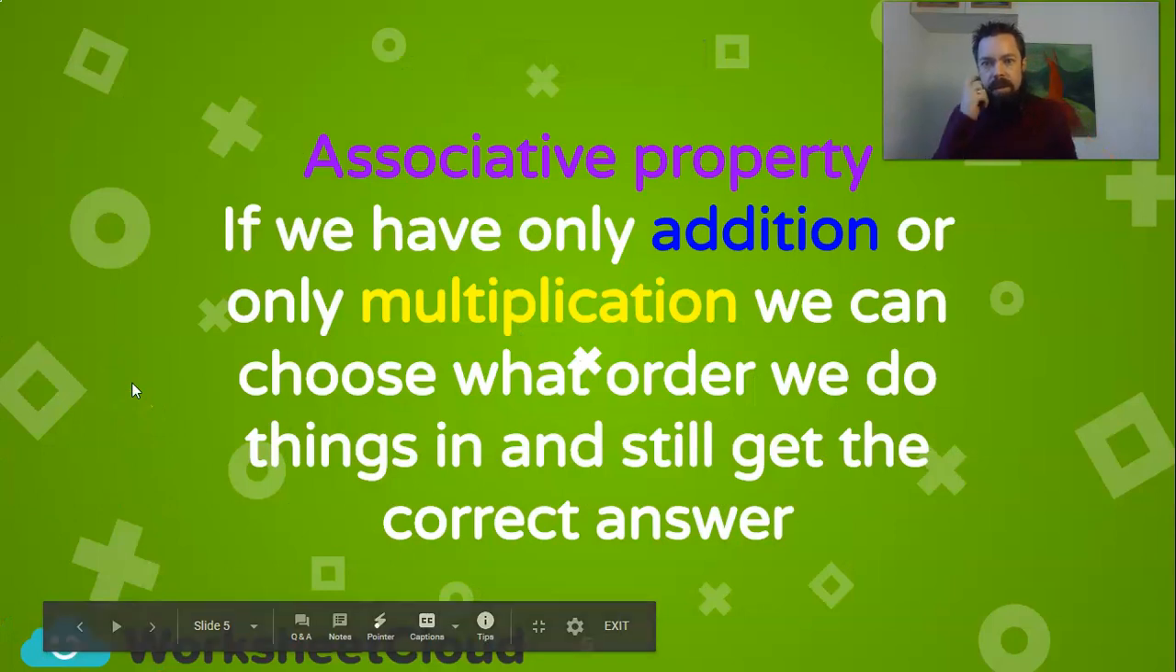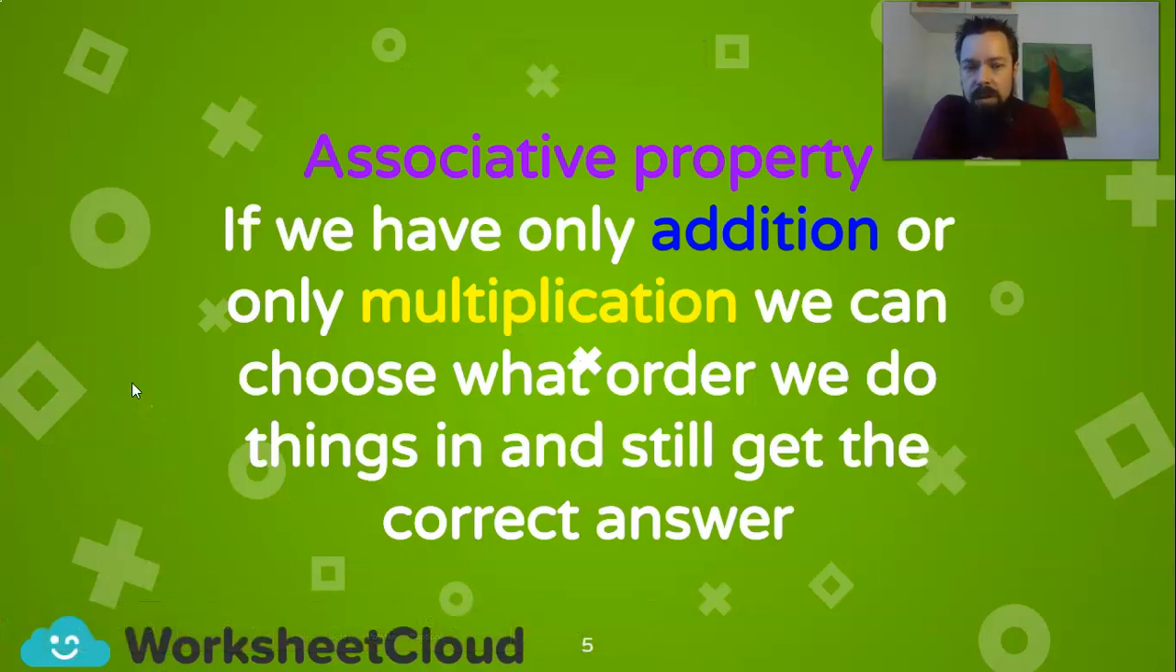The associative property. So again, this only works with addition and multiplication. This is the one that I think is particularly useful, and I'll show you why in a moment. If we only have addition or we only have multiplication, just one or the other, so if it's all plus or all times, then we can choose the order we do things and we still get the correct answer. I think that sounds a bit more confusing than it is in real life.